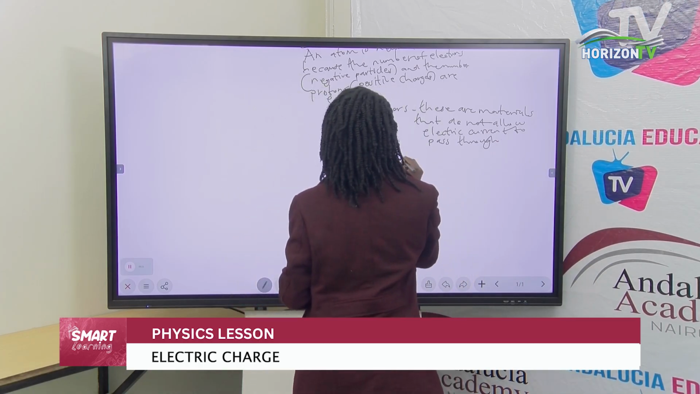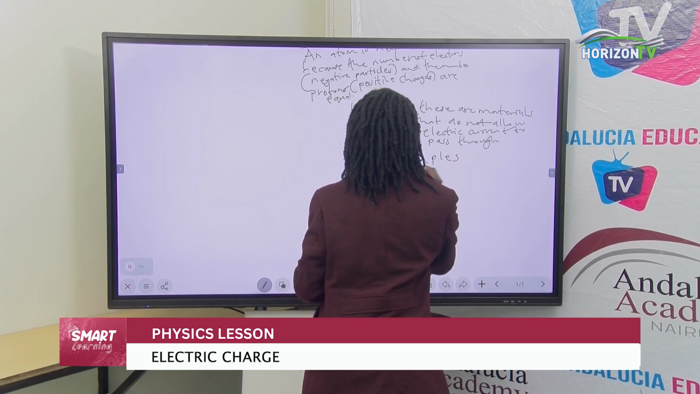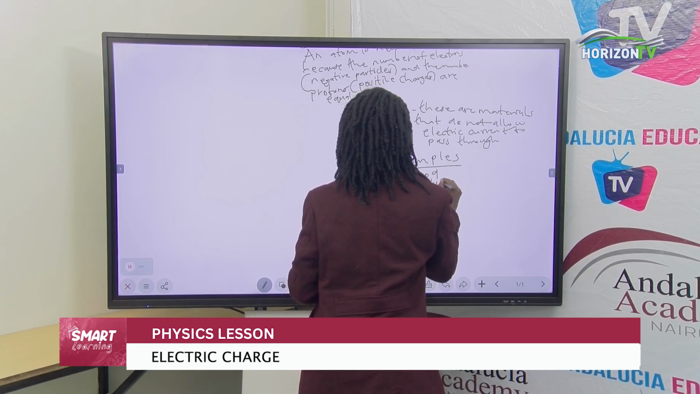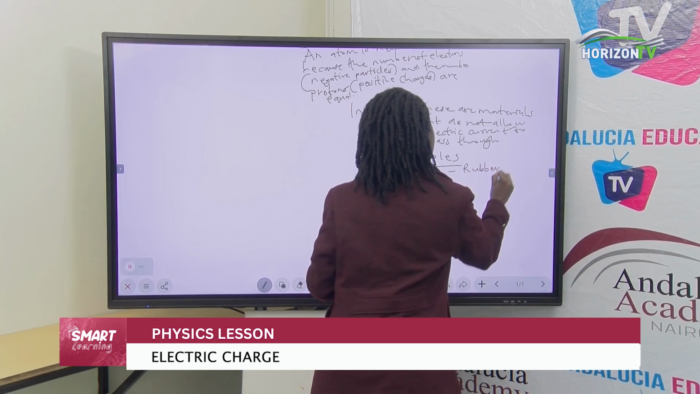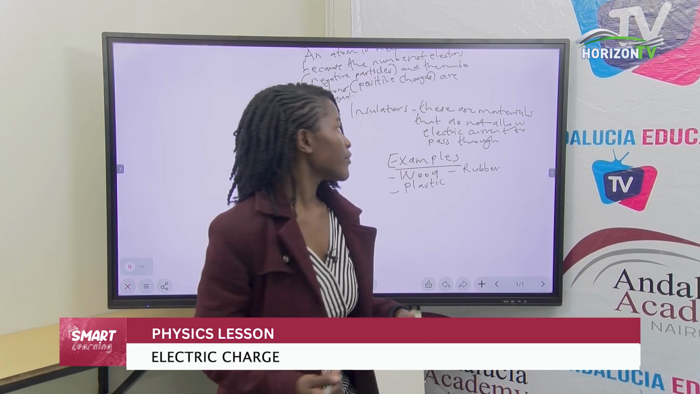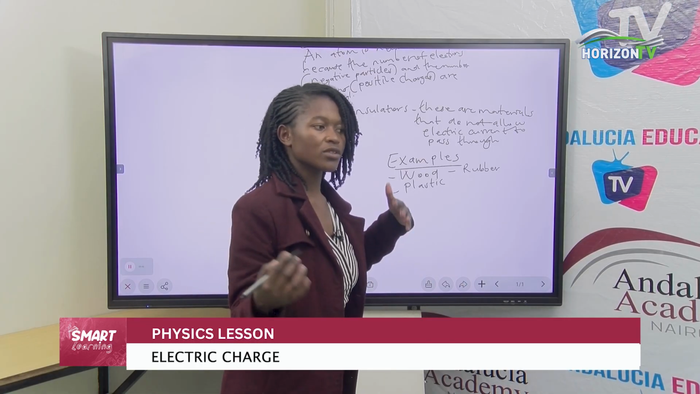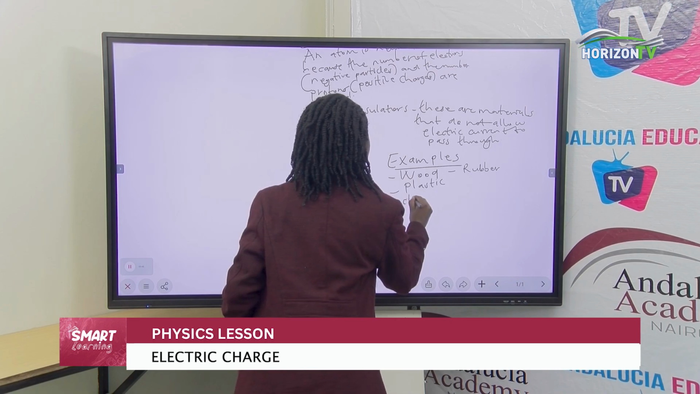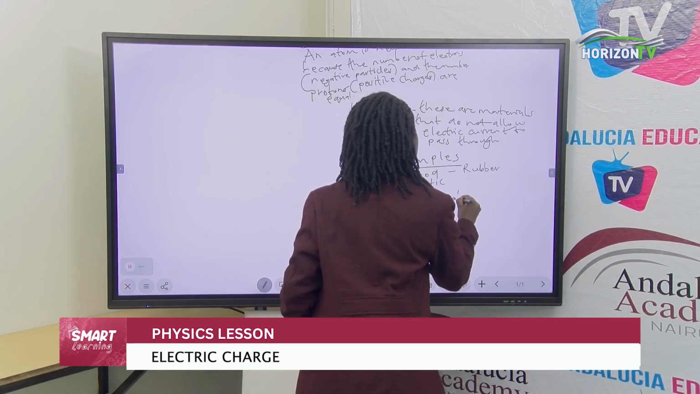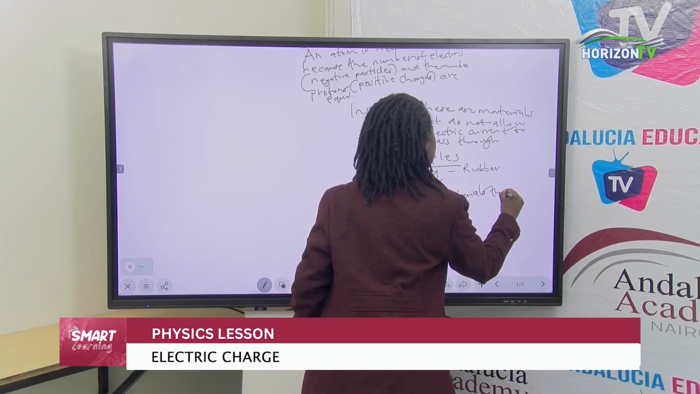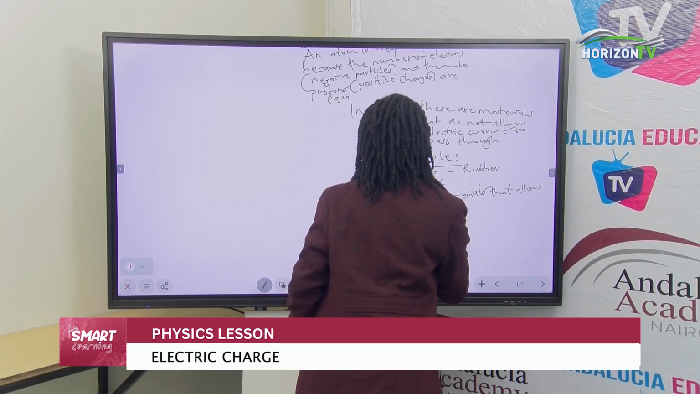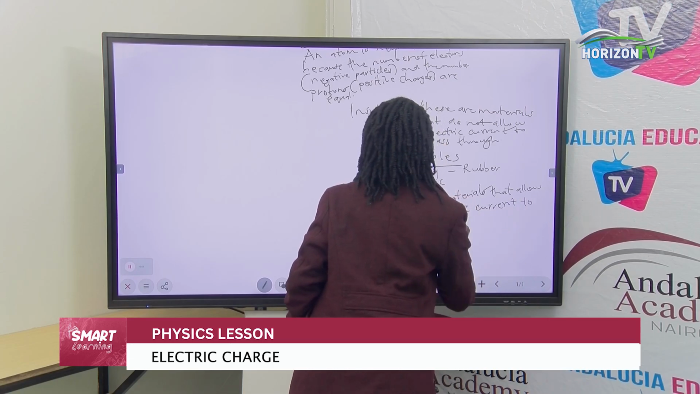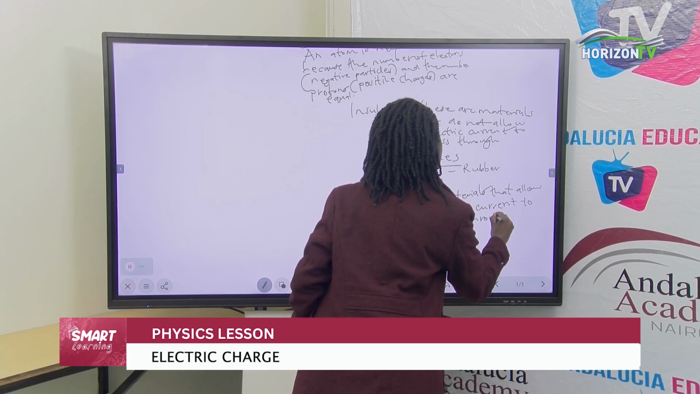We have so many of them, but I'm going to name three: wood, plastic, and rubber. These are the common ones that everyone knows. The opposite of insulators are conductors. Conductors are materials that allow electric current to pass through them.